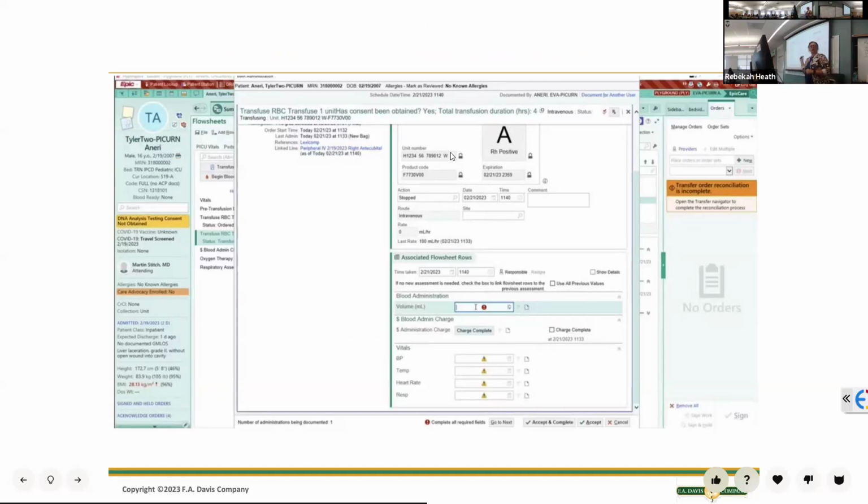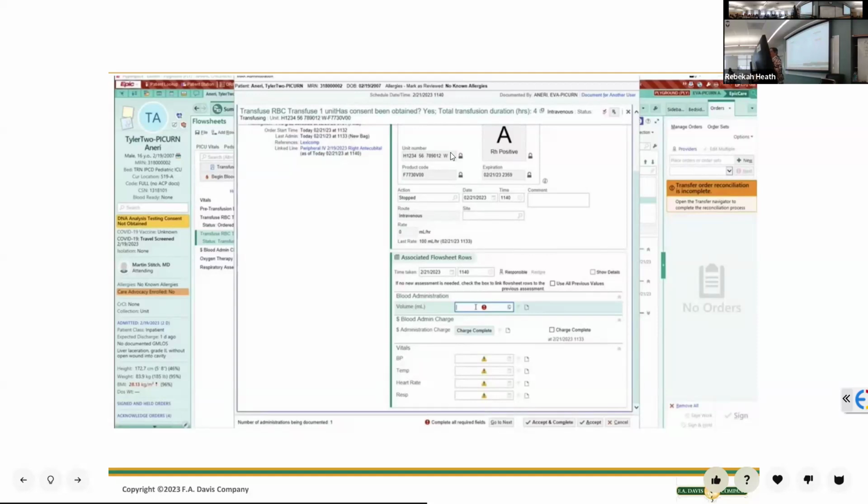This is what it looks like in Epic. This is not a real chart, just so we all know. Epic has a playground where you can practice, so this is just a pretend chart. When you go to give a blood transfusion, there's scanning that you do, so you'll do it if you ever get to practice it. Then something comes up like this, and it has a unit number.